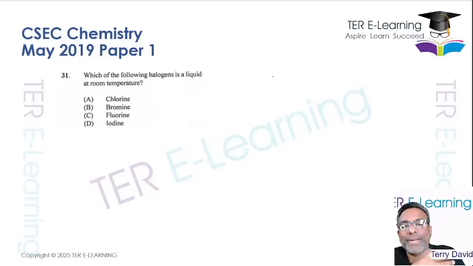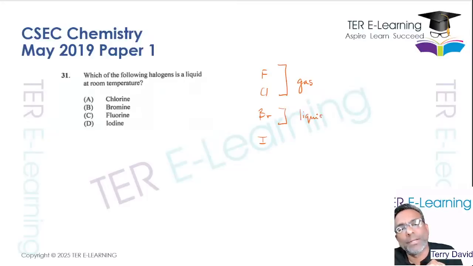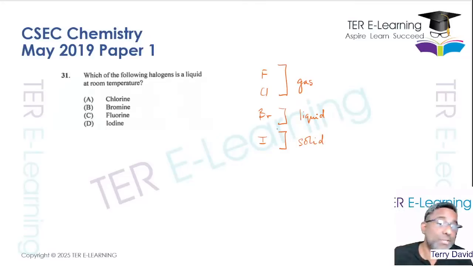Alright, so when it comes to group 7, this is group 7 chemistry here. We have fluorine, chlorine, bromine, and iodine. These two here are gases. Bromine is the only liquid, and iodine is a solid. So when you go down group 7, you change from gas to liquid to solid. So the answer here is going to be bromine.